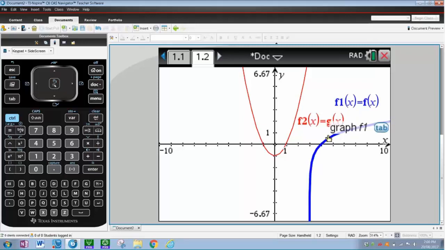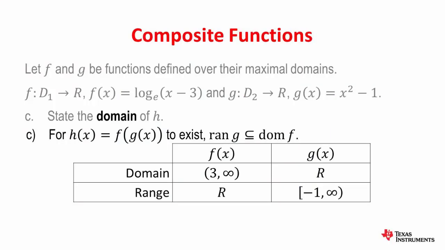When you look at these two graphs, the domain of f of x is 3 to infinity, with 3 not included. The domain of g of x is all real values, or R. The range of f of x, which is a log graph, goes from negative infinity all the way to positive infinity, so the range of this graph is all real numbers. Furthermore, the range of g of x is simply -1, from the minimum turning point, all the way up to infinity. So we can see the domain and range of f and g in the table presented to you.